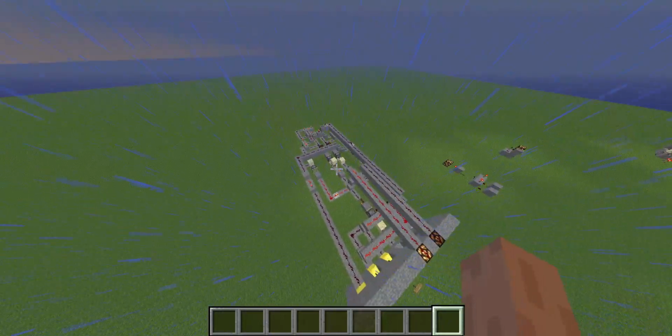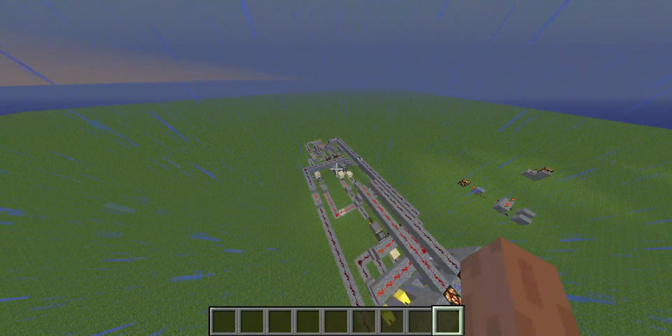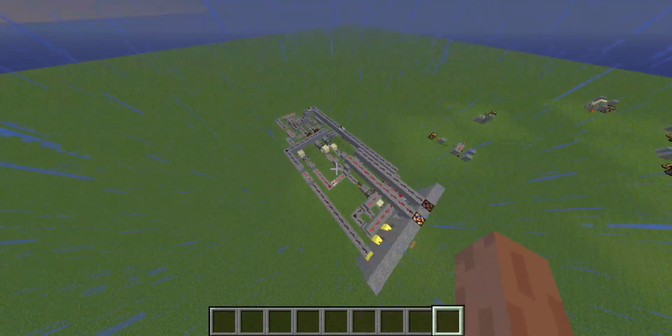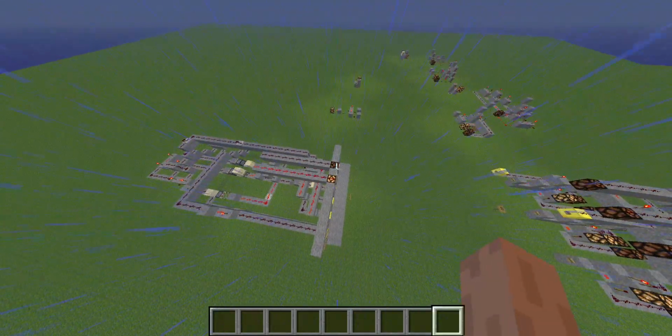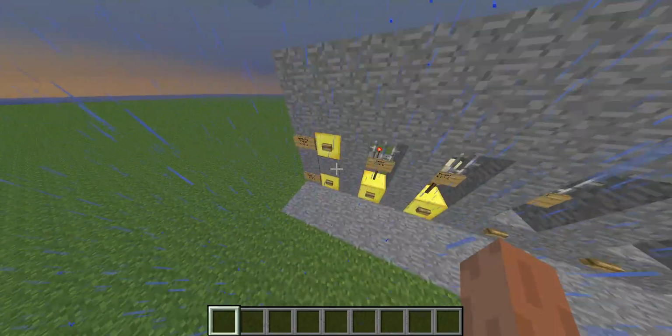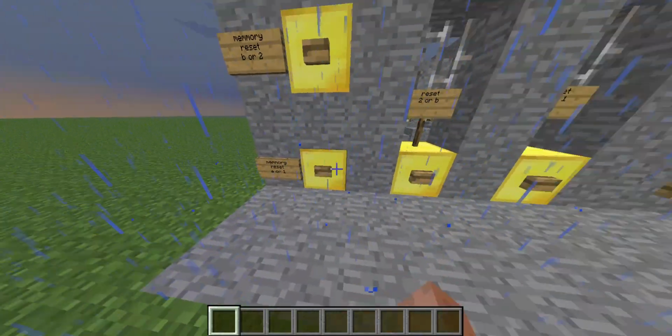And it basically forgets the value, and it shows the value as A. And then we can just go over here and clear A.